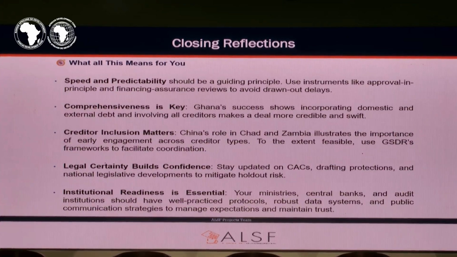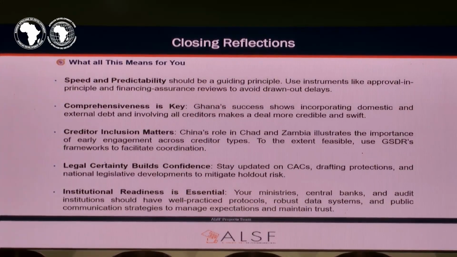So what this means for you is speed and predictability should be the guiding principle. Use instruments like approval in principle and financial assurance reviews to avoid drawn-out delays. The IMF has improved this, as we talked just now, so engage them to the maximum extent possible. Comprehensiveness is key, and so Ghana's success shows incorporating domestic and external debt and involving all creditors makes a deal more credible and swift. But obviously, we discussed yesterday some of the drawbacks of including domestic debts. But like Rabi also indicated, there are certain cases in which it is just impossible not to include domestic debts. For example, if you have no fiscal room to even pay your domestic creditors, you probably would need to include them in that situation. But recognize that if the external creditors feel that everyone is sharing the burden, they will be far more likely to cooperate with your restructuring agenda.